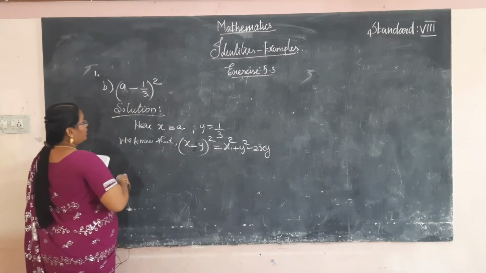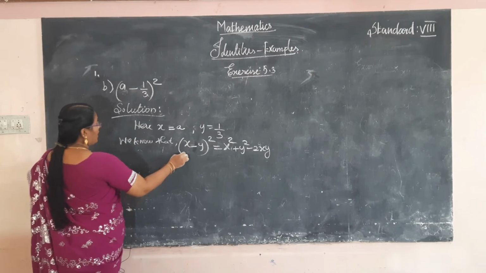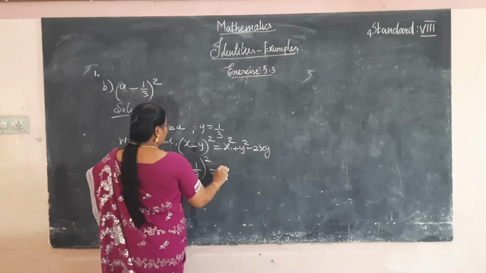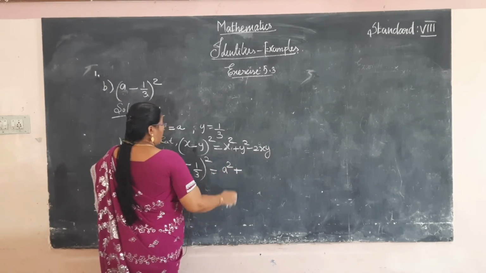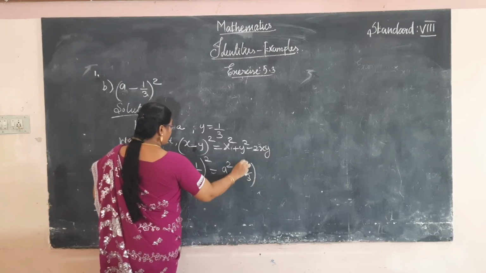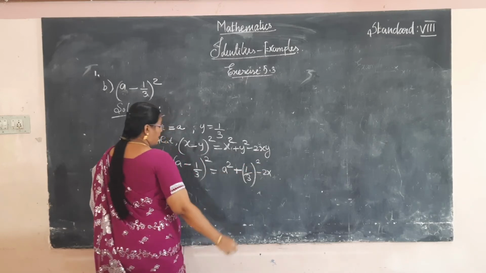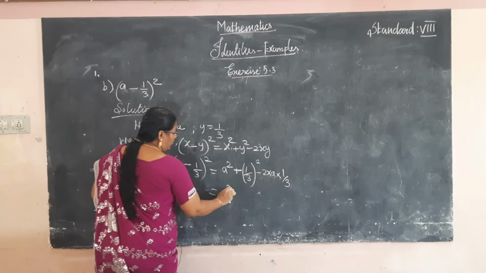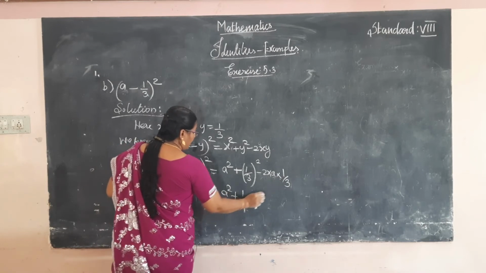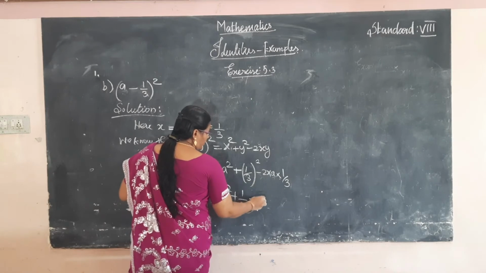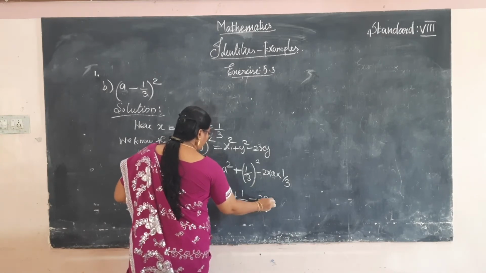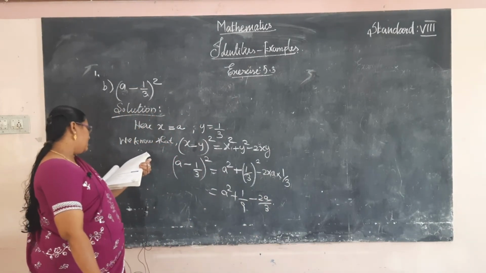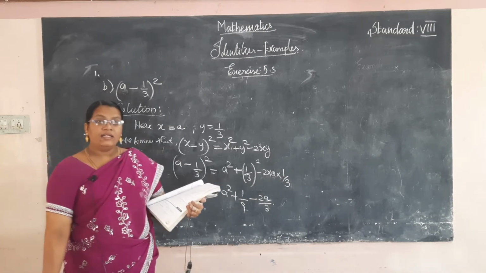Now substitute the values in this equation. So x value is a, minus, y value is 1 by 3, the whole square is equal to x value is a, so a square, plus y value is 1 by 3 the whole square, minus 2 into x value is a, y value is 1 by 3. So a square plus 1 by 9, minus 2a by 3. That's it. And next one, C, D are homework using the identities 1, 2, 3.